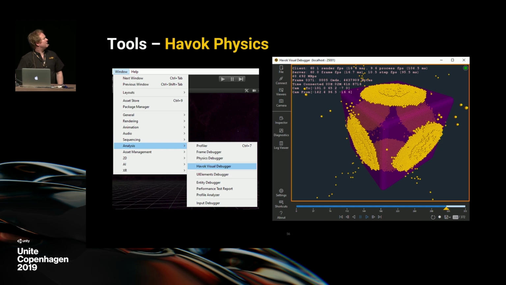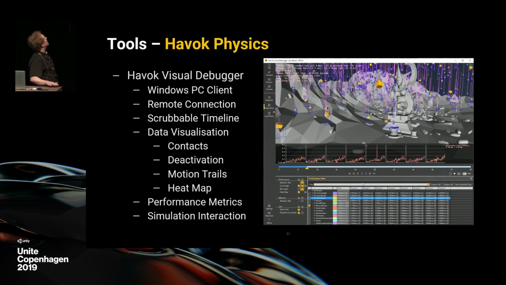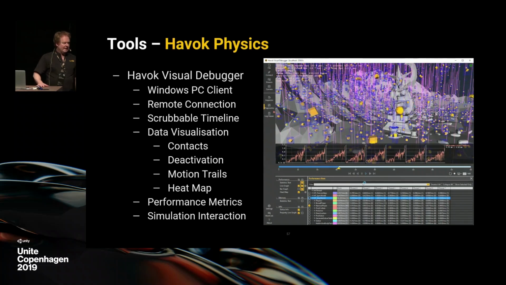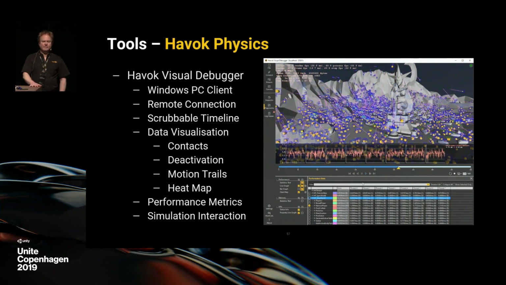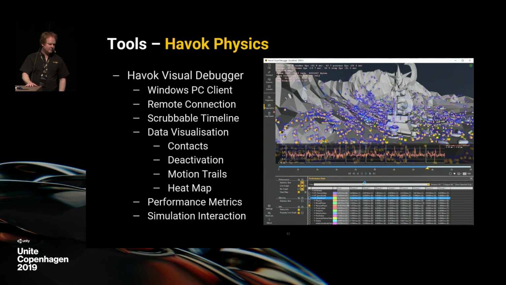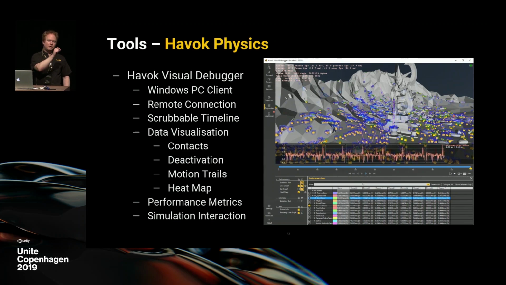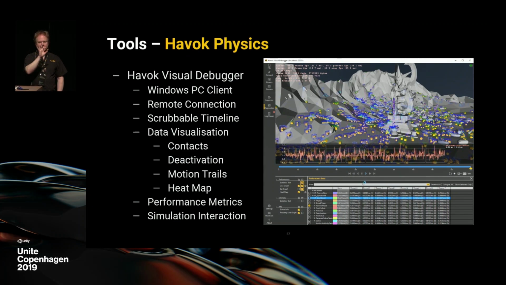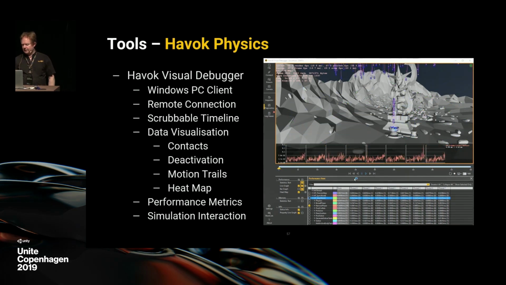And it can give you a lot more detail and deal with much bigger simulation scenarios than the built-in Unity physics debug information. It is a Windows PC client, but it does connect remotely to whatever platform the game is running on. It's got a scrubbable timeline, so you can pause the game and scrub backwards and forwards and try and find that exact point that maybe a collision response isn't acting quite nicely.